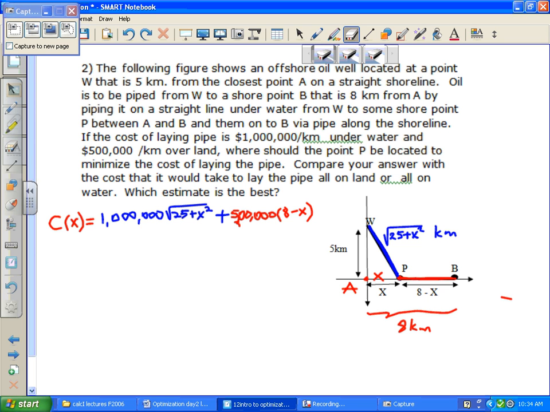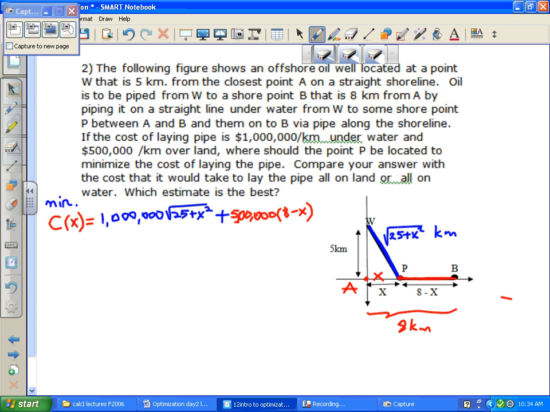Okay, do I need to replace anything here? I have the cost equation. Do I need to maximize or minimize? What do I need to do to this? You want the lowest possible cost, right? So you want to minimize the cost. Do I need to get rid of any variables here? Already I have only one variable, so we're in good shape there.